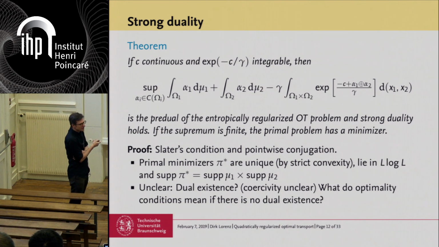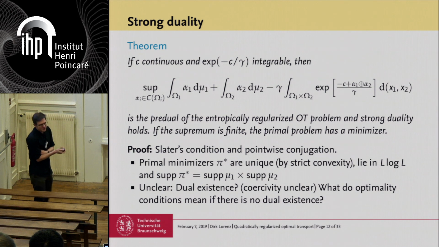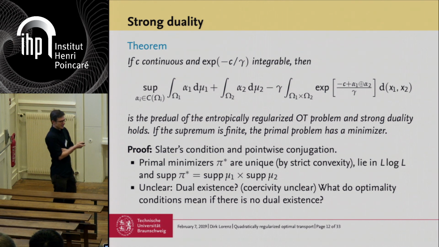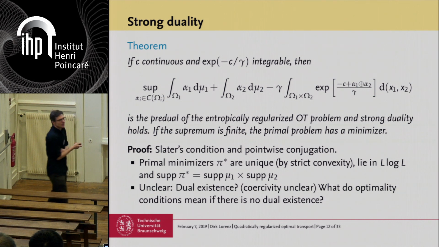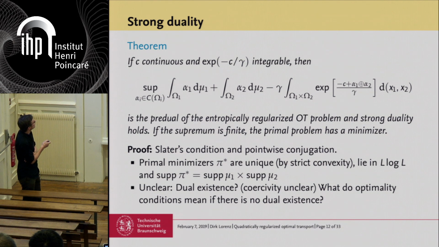And so why is it crucial? If there would not be existence, then what do the optimality conditions actually mean? You write down optimality conditions, they contain pi, and they contain these alpha 1 and alpha 2. But if these alpha 1 and alpha 2 actually do not exist, then it doesn't mean anything. Okay, so what is the problem with dual existence?